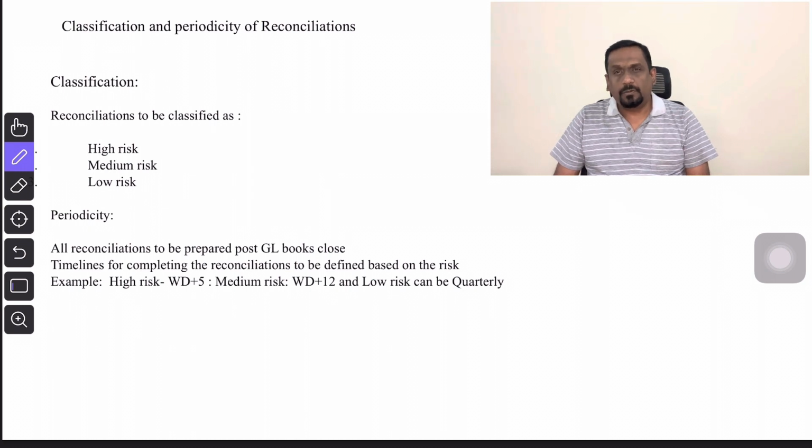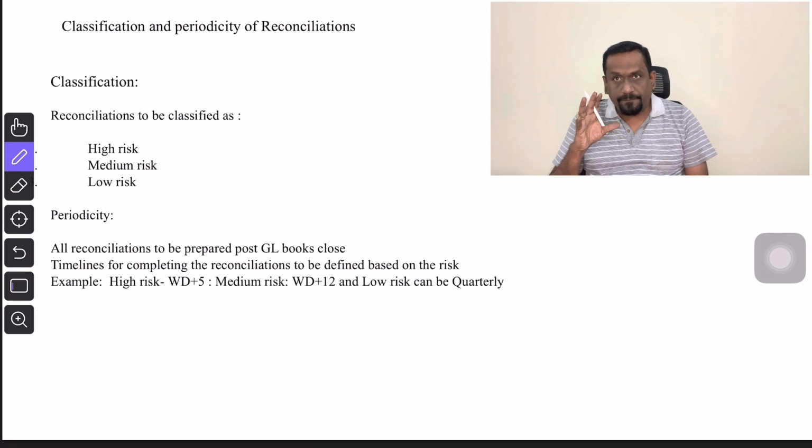Some companies define the classification of all the reconciliations into high risk, medium risk, and low risk. Some other companies don't talk about high, medium, low. They call it key and non-key account reconciliations. End of the day, one and the same. Key reconciliations are basically high risk, and non-key can be medium and low risk reconciliations. But what you need to understand here is that reconciliations have to be classified into three categories: high risk, medium risk, and low risk. How do you define the high risk or medium risk? That is important, right?